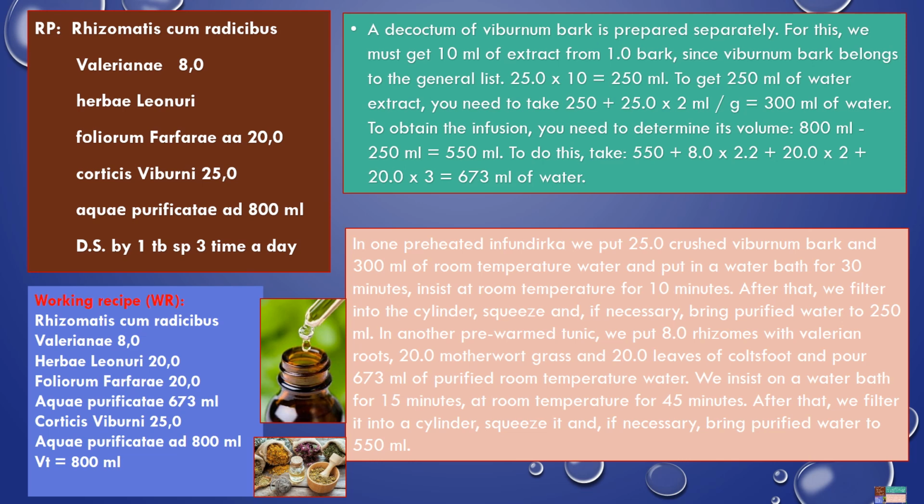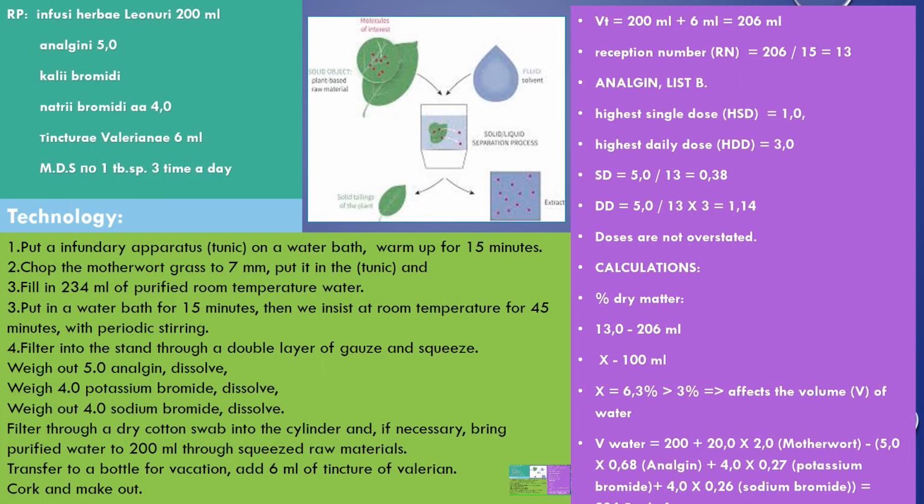On this slide you see a mixture recipe that contains valerian root, in Latin rhizomata cum radicibus valerianae, grass of motherwort, in Latin herba leonuri, coltsfoot leaves, in Latin folia farfarae, and viburnum bark, cortex viburni in Latin, prepared according to the classic technology of mixtures. The following mixture contains valerian, motherwort, analgin, potassium bromide and sodium bromide, and is prepared according to the general rules of mixtures.